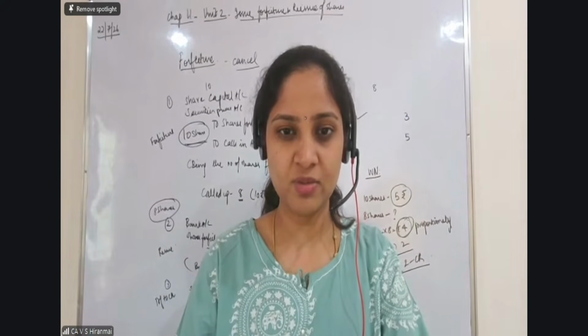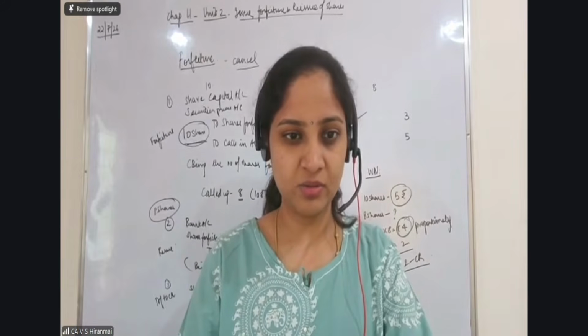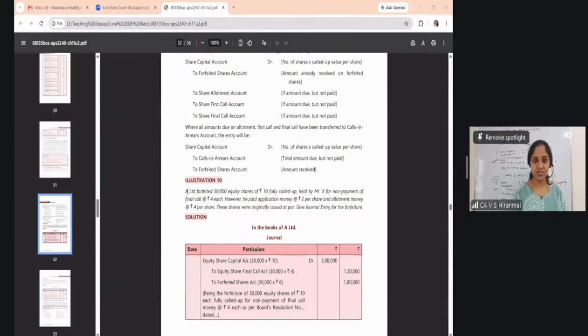For forfeiture of shares, we are going to do illustration number 10. I am now sharing my screen. All of you, please see the institute material. A Limited forfeited 30,000 equity shares of rupees 10 fully called up, held by X for the non-payment of final call of 4 rupees. However, he paid application money 2 rupees, allotment money 4 rupees. These shares are originally issued at par. Please give the journal entry for forfeiture.